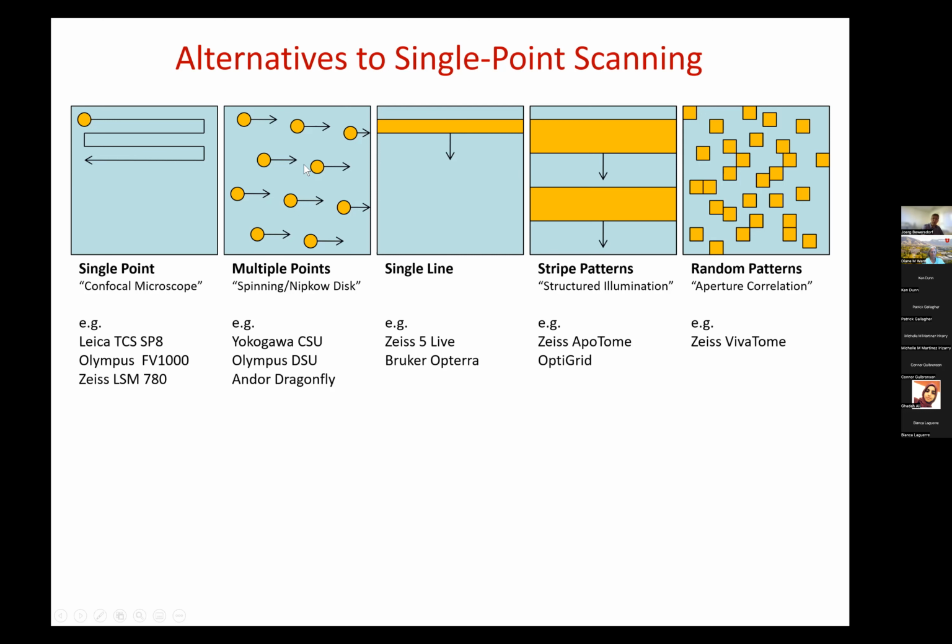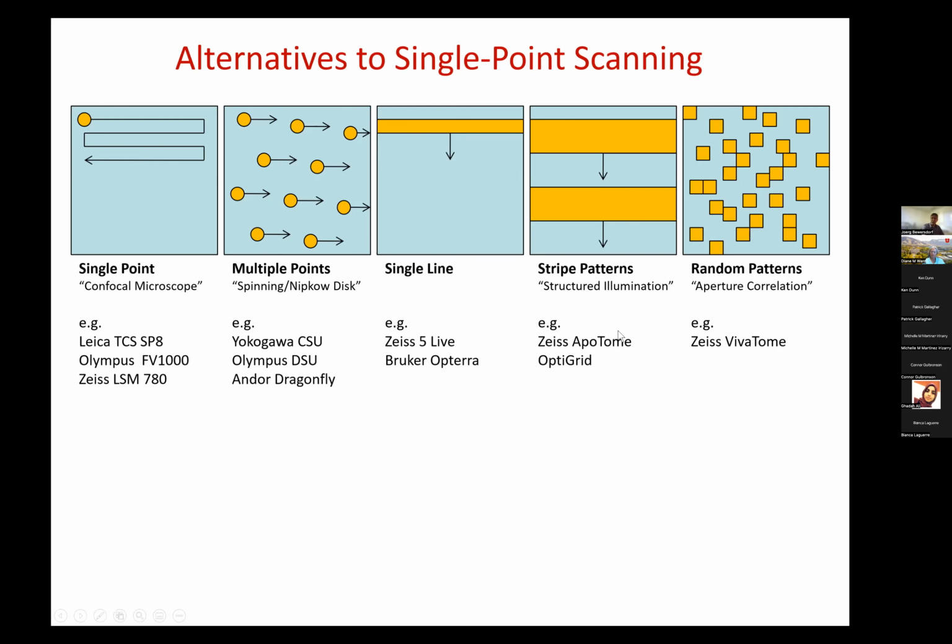The multi-point systems are typically these spinning disk microscopes or Nipkow disk microscopes, and you might have heard the term Yokogawa. Olympus offers it, and Andor now has this Dragonfly confocal microscope. Line scanning systems are more rare, but Bruker, for example, has this Opterra microscope. Zeiss used to have a 5 Live system, and there are probably a few others.